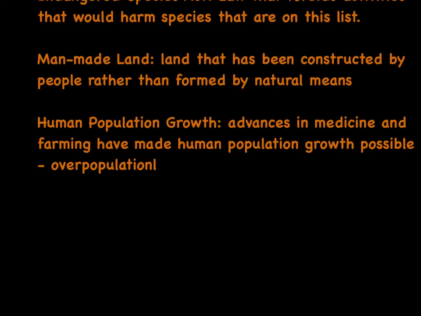The last thing I would like to talk about is human population growth. This happened because advances in medicine and farming have made human population growth possible. This is overpopulation. Forget about the L on the end, that's a typo. In the 1800s, there were about 1 billion people. Currently, there are over 7 billion people. So think about it, in 200 years' time, we have over 6 billion more people than we did 200 years ago. This is due to those advances in medicine and farming. That finishes up the key terms segment of your WebQuest.